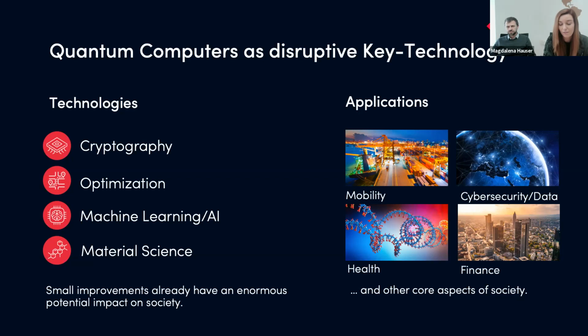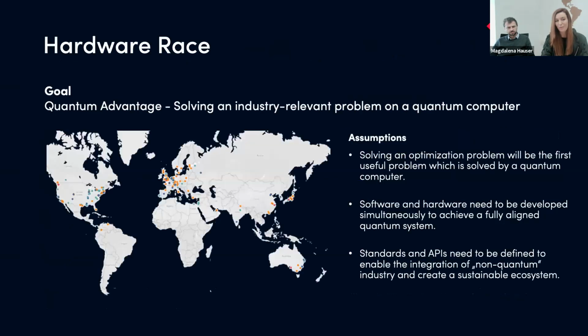Then we have the health sector. For example, if you think about protein folding, or how to efficiently develop new medicines, this is also something where quantum computers could help. And as well, of course, the finance sector. They're always the first. If you can make money out of it, it's going to be the finance sector who will be the first to adopt it. And what we're going to show you in a bit are also the use cases that we already did in these fields. What all these fields have in common is that even small improvements already have an enormous impact on society.